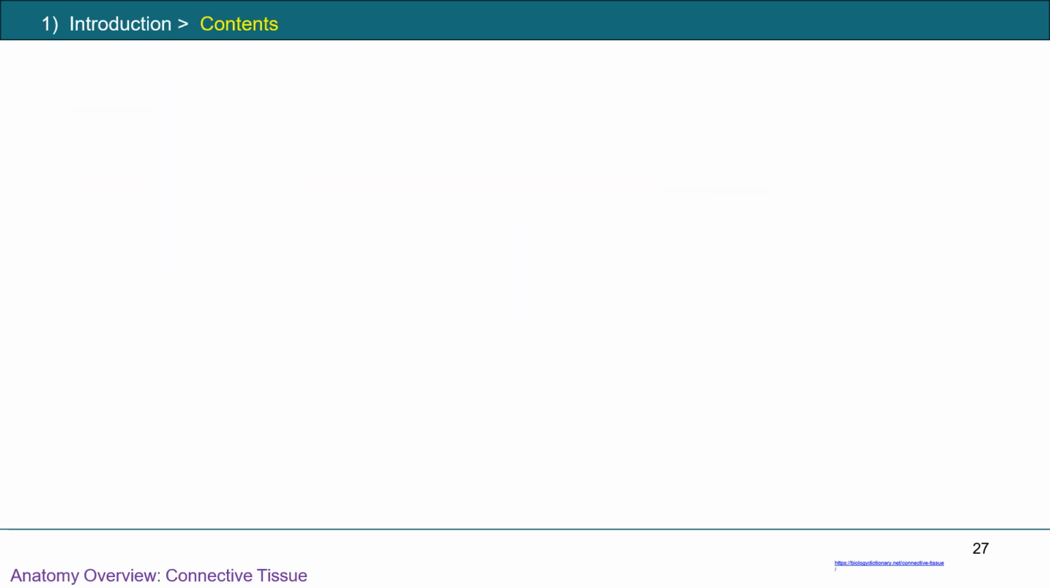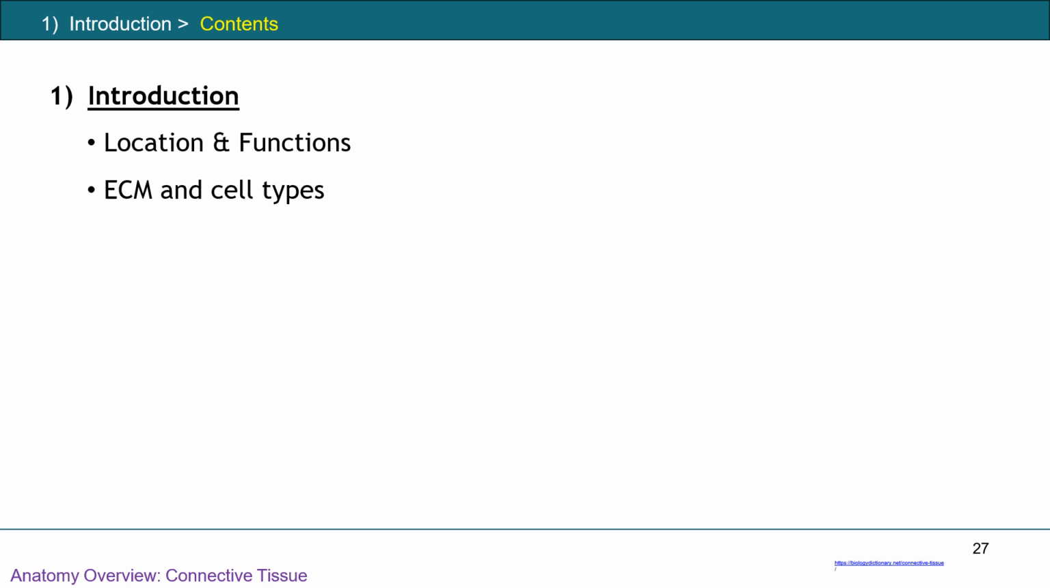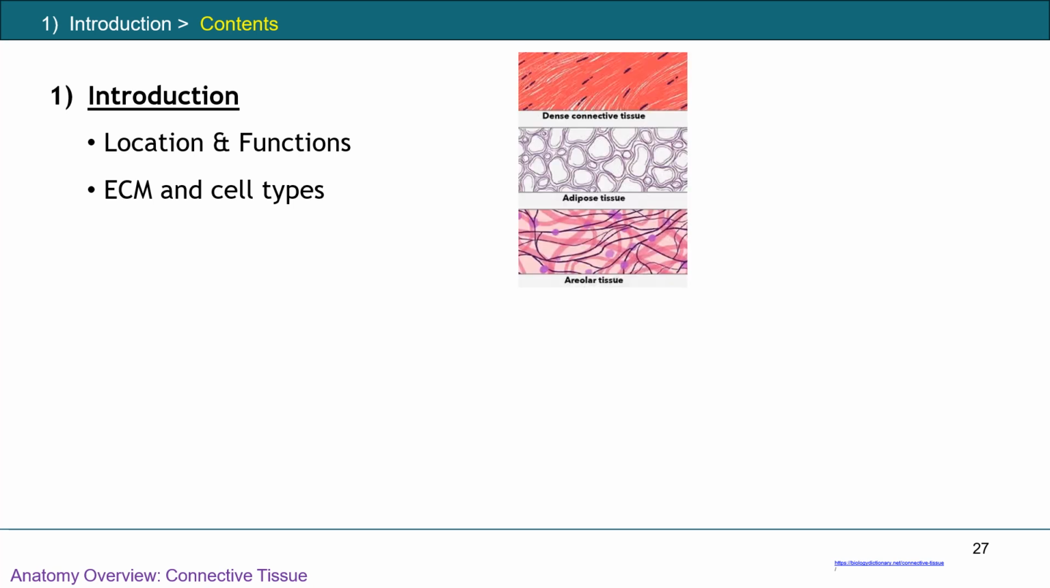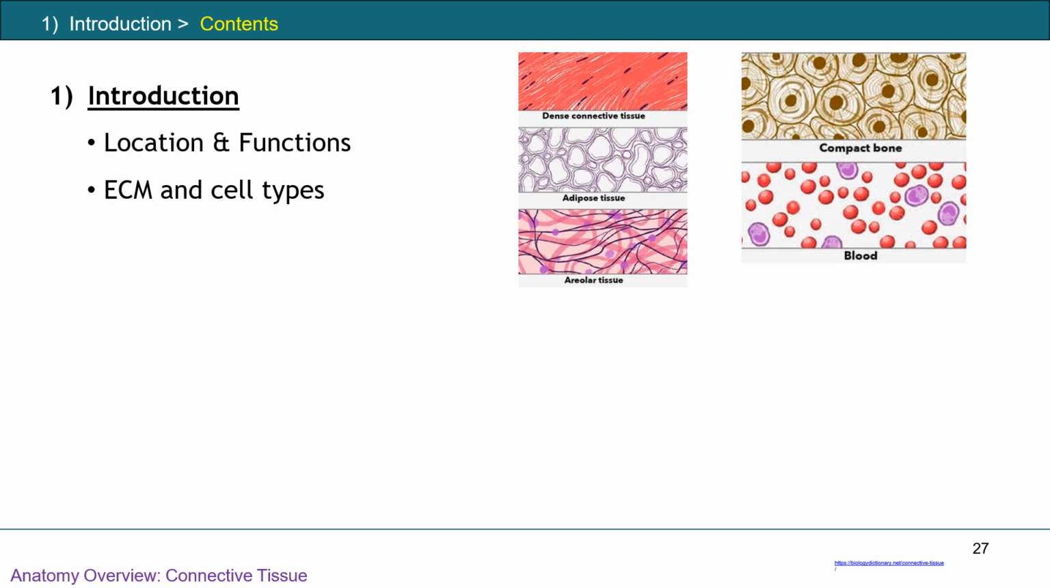Now, to start, I'm going to give you the outline of the class. In the beginning, I'm going to talk about the different types of connective tissue, their location and their function. Here, for example, are examples of connective tissue. From a very general perspective, the first thing you need to remember is that, as I said before, there is a lot of variation. Later, I will talk about the extracellular matrix, and then I will talk about the different cell types. What are the immature cell types? What are the adult cell types?